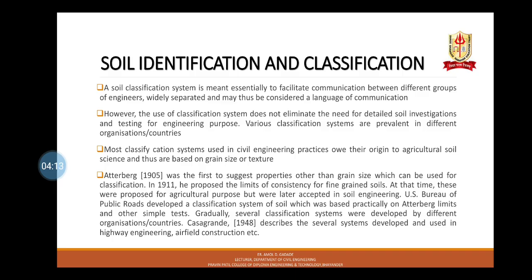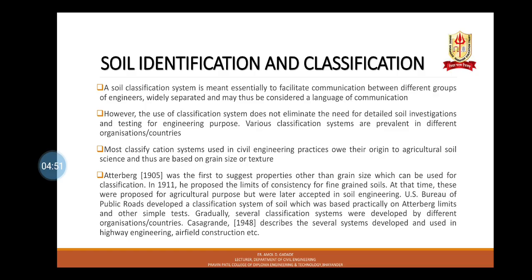Various classification systems are prevalent in different organizations and countries. Most classification systems used in civil engineering practice owe their origin to agricultural soil science and thus are based on grain size or texture. Atterberg, in 1905, was the first to suggest properties other than grain size which can be used for classification. In 1911, he proposed the limits of consistency for fine grained soil. At that time, these were proposed for agricultural purposes but were later accepted in soil engineering.